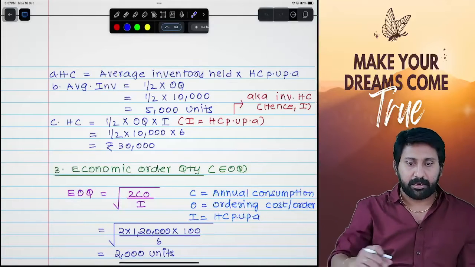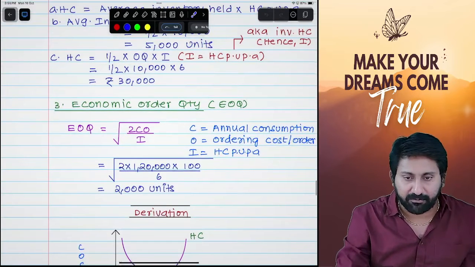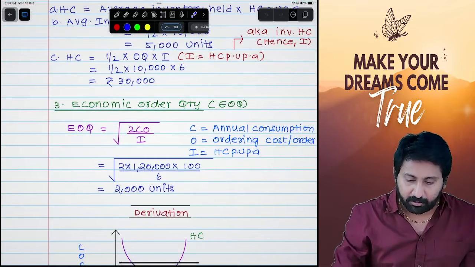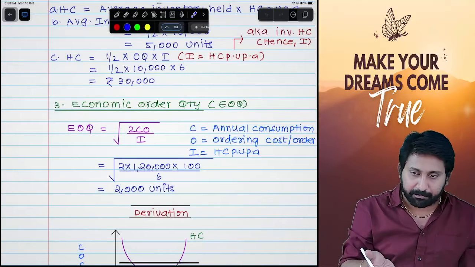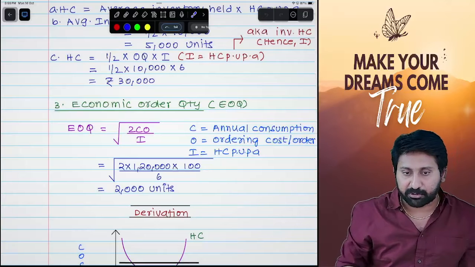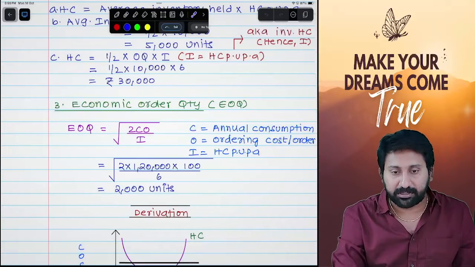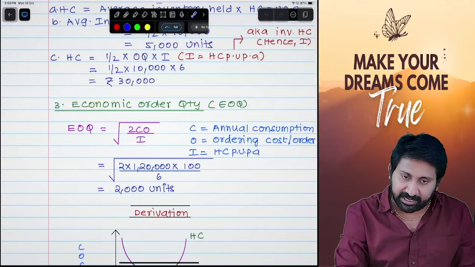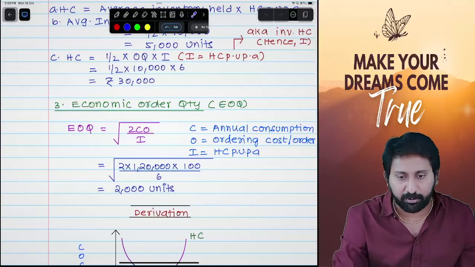Next. Economic order quantity, root of 2UO by C. What is 2UO? 2UO or 2CO, anything is okay. 2UO by C, some books will use. 2AB by C, some books will use. I use 2CO by I. CO means annual consumption is C. O means ordering cost per order. I means holding cost per unit per annum.